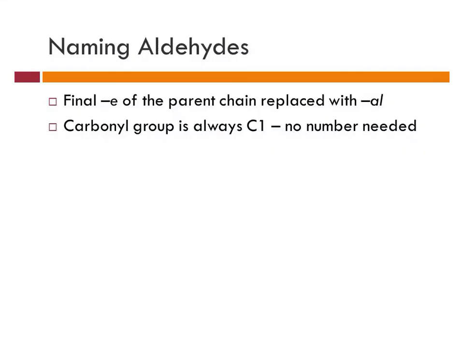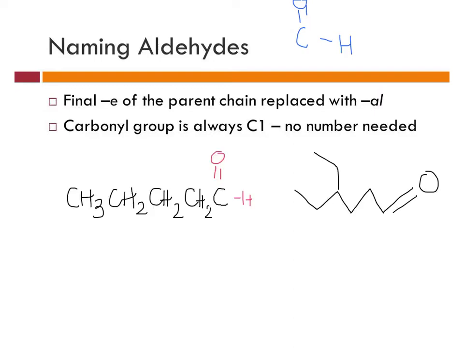When we name an aldehyde, or when the carbonyl has at least one hydrogen bonded to it, so the carbonyl is on a terminal carbon or an end carbon, we take the parent chain and replace the E of the alkane name with al. So the carbonyl group is always carbon 1, so we don't need to number it. We always start numbering from that carbonyl group anyways, so there's no need to specify.